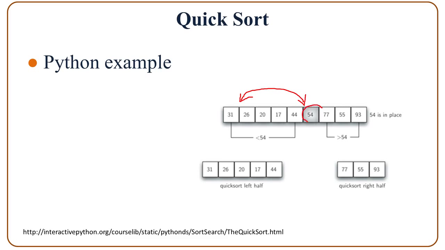54 is now moved to the position of the right mark. On the left of 54, all the elements are less than 54, and on the right side of 54, all the elements are greater than 54.